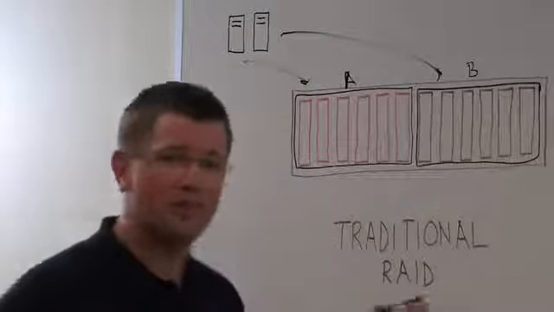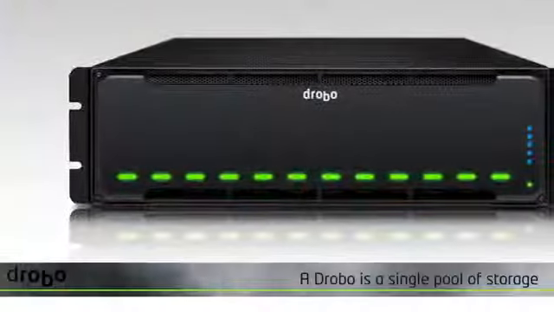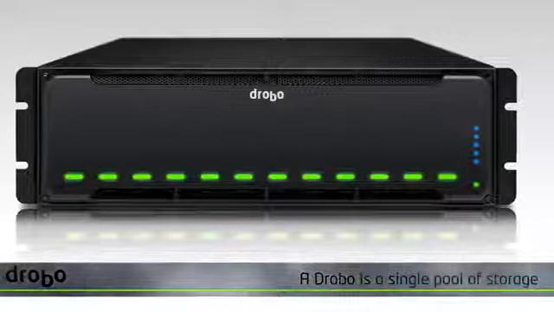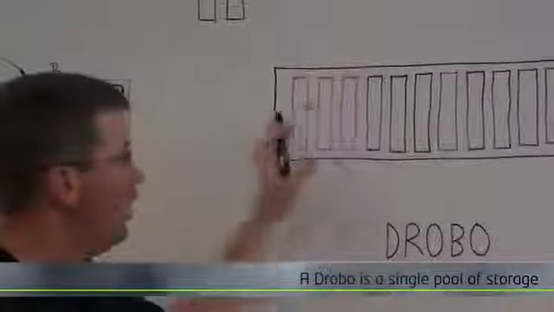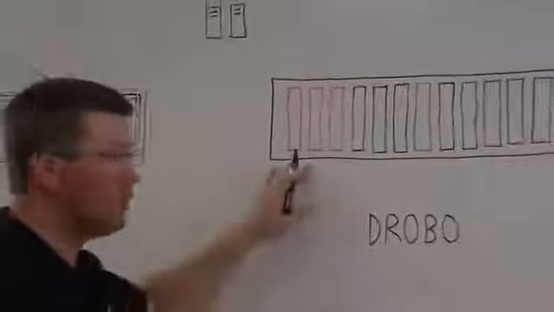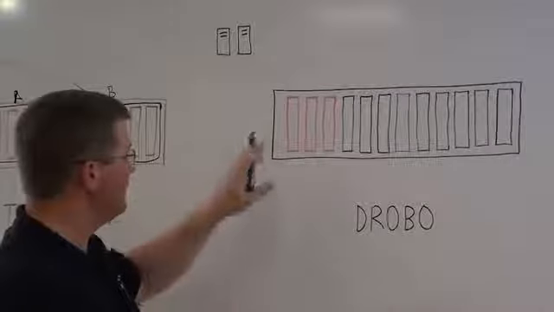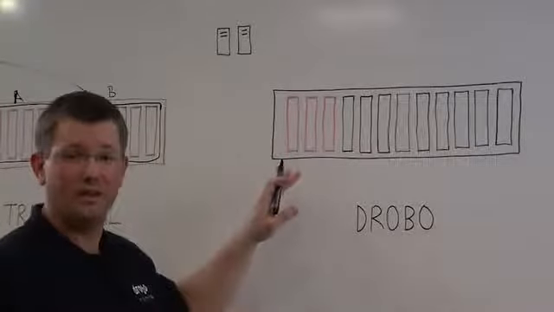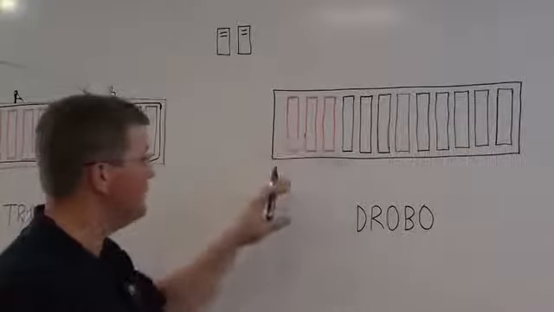A Drobo works a little bit differently. A Drobo is a single pool of storage. So instead of with a traditional array, you pool your storage accordingly. In a Drobo, all drives exist in one common pool. The same goes for SSDs. So when I insert SSDs, and here I have 3 of them here, Drobo is very efficient at utilizing the SSDs, so you don't need to buy as many.